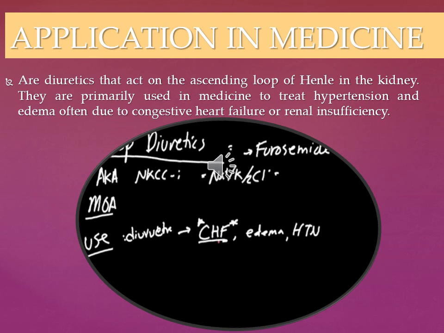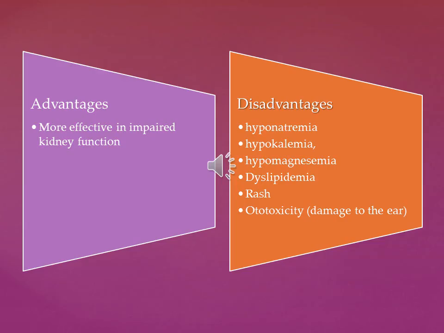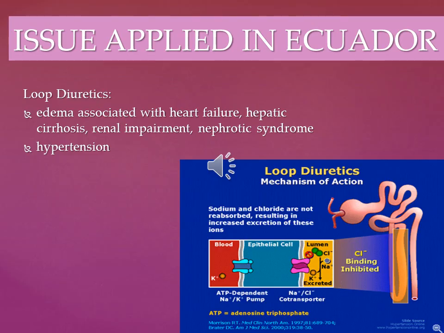in the kidney. They are primarily used in medicine to treat hypertension and edema, often due to congestive heart failure or renal insufficiency. In advantage, they are more effective in impaired kidney function, and in disadvantage, they can cause hyponatremia, hypokalemia, hypomagnesemia, dyslipidemia, rash, and toxicity. In Ecuador, loop diuretics are applied to treat edema associated with heart failure, hepatic cirrhosis, renal impairment, nephrotic syndrome, and hypertension.